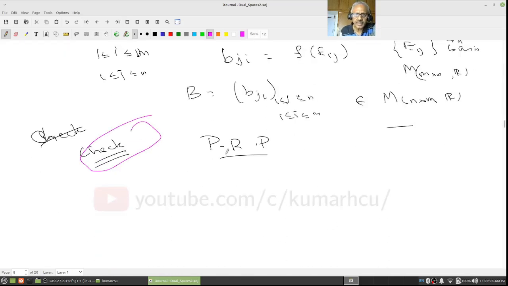Again, the reason I say this: on M cross N over R, I have an inner product. Okay, the inner product of x and y is going to be trace of y star x. So that is why we can again expect this.